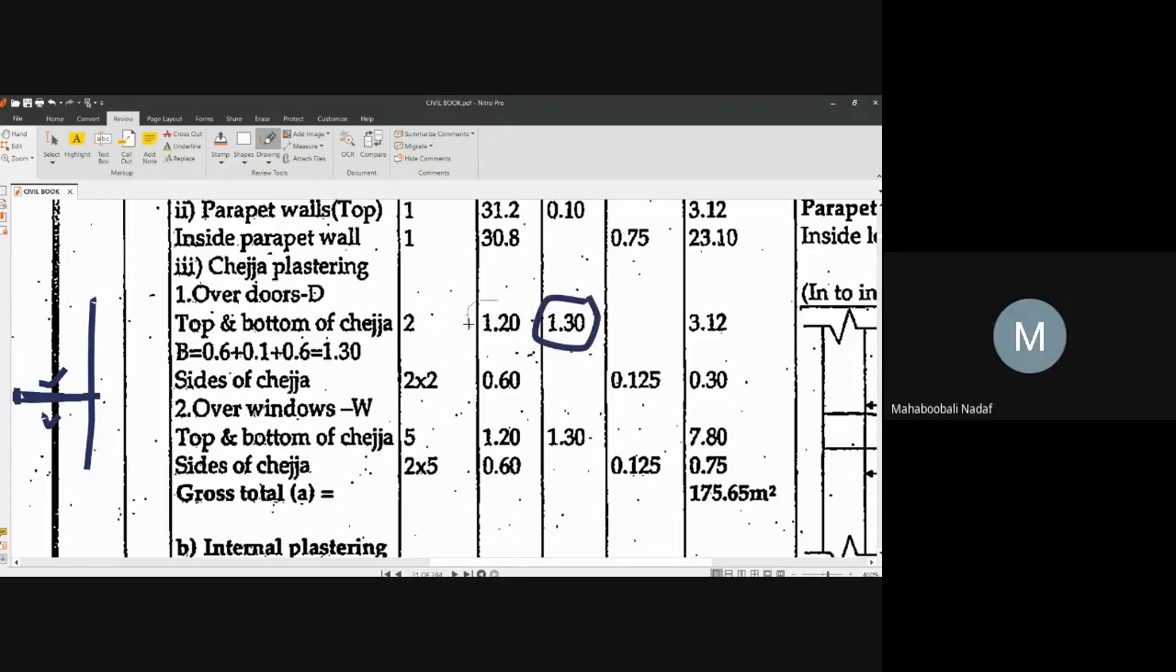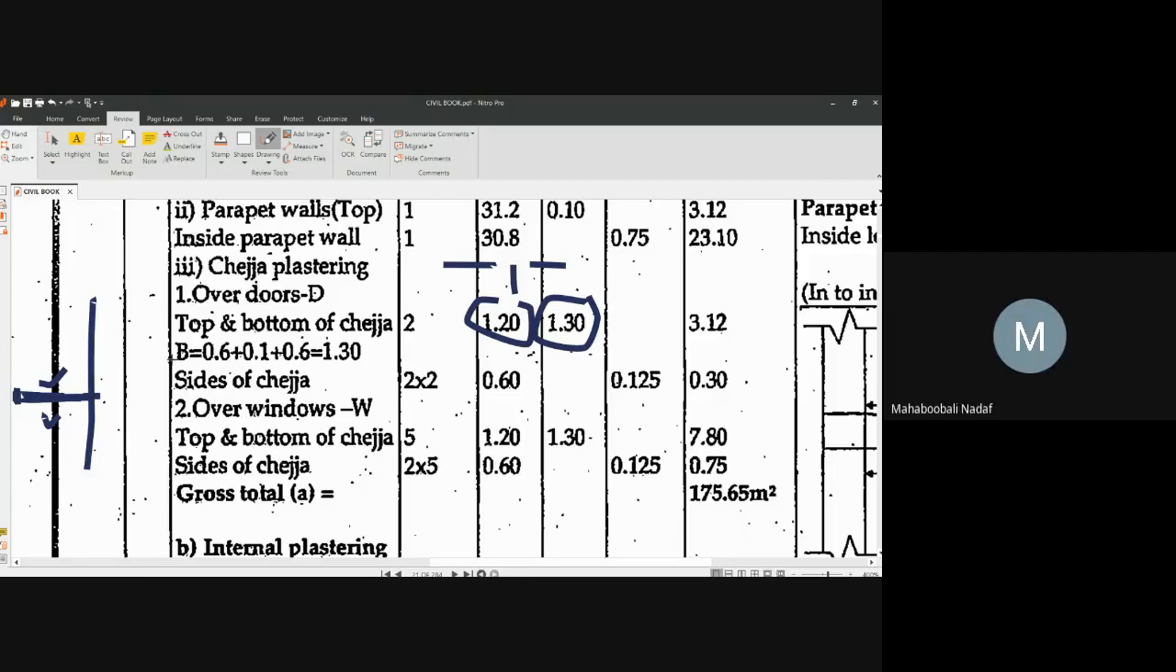What is this 1.2? 1.2 is the width of that window size. Yes or no? Yes, sir. It is the width of the opening size plus some bearing. If that is a 1 meter window, or a 1 meter door, plus 0.1 plus 0.1. That's all. Like that. Yes or no? Yes, sir.